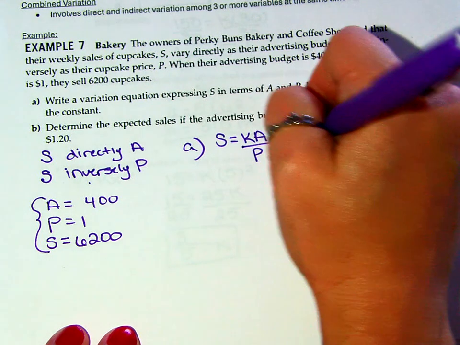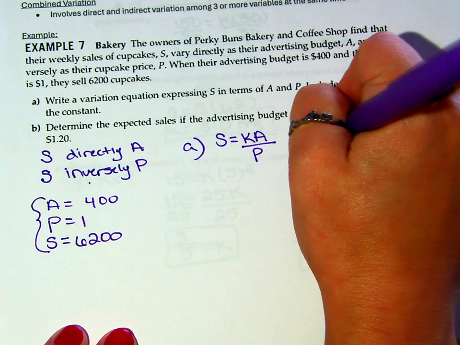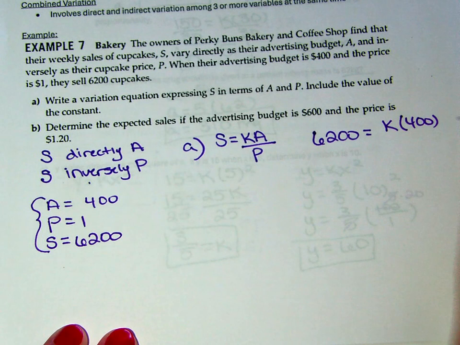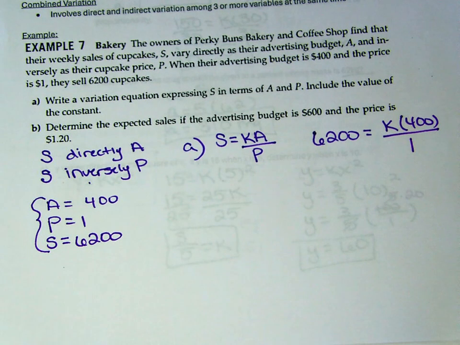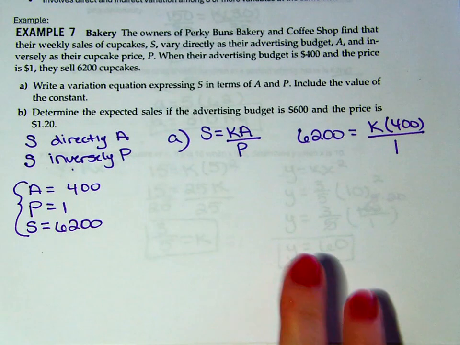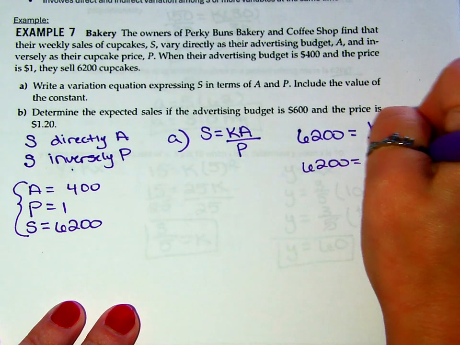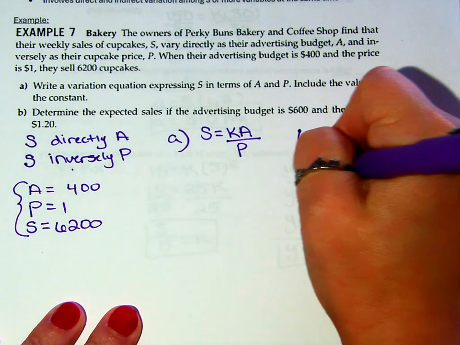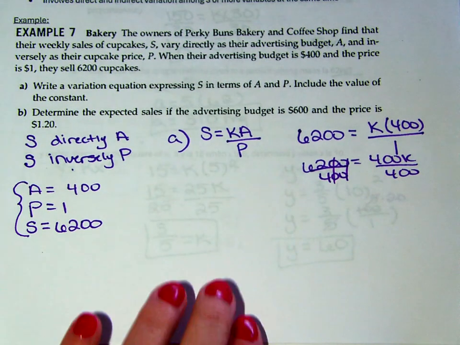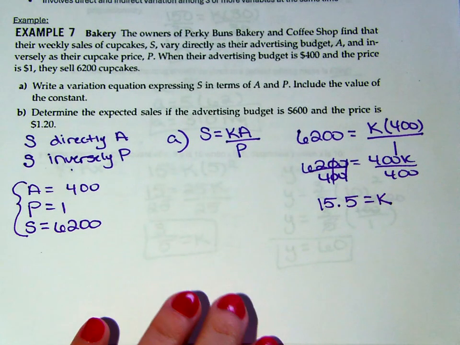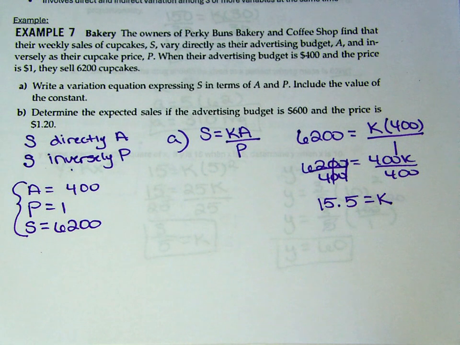I'll have 6,200 as my S equals K times A, which is 400, divided by 1. So 6,200 equals 400K divided by 400. And we find out that K is, yep, this is one of those times where I spoke too soon, K is 15.5. If you wanted to leave that as a fraction, you could, but you'd have to keep simplifying, because 62 over 4 is not simplified.